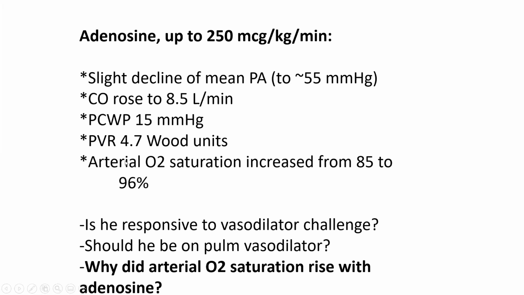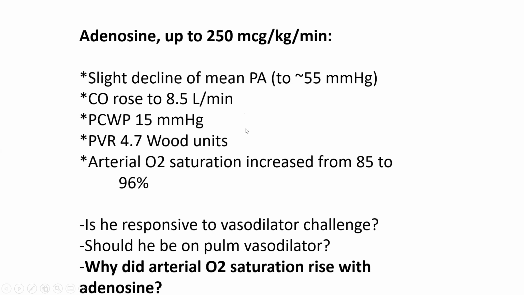Okay, your wedge pressure didn't change. PVR went down. It was around 7. It went down to 4.7. Now, the interesting thing, arterial O2 saturation increased, and we were able to take her off oxygen. Okay, so with adenosine, she was off oxygen. Why? What happened?